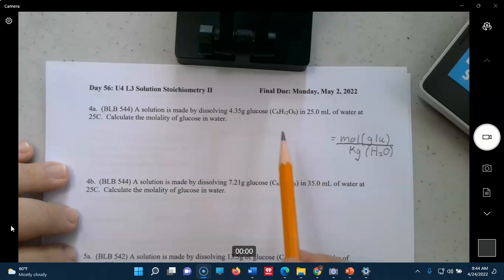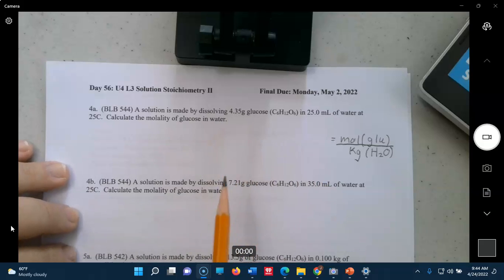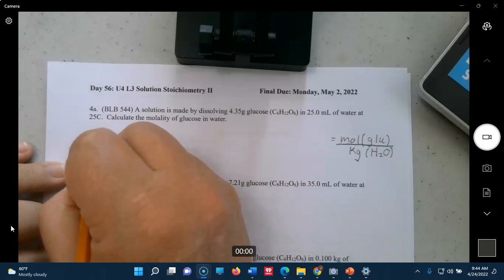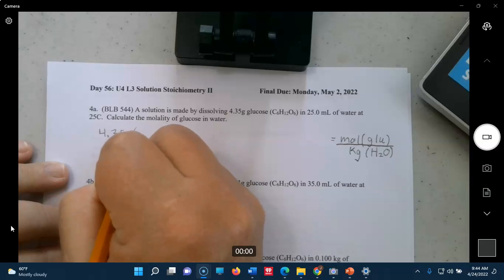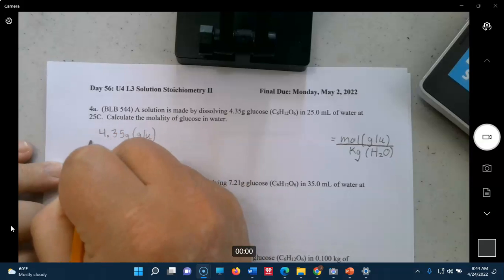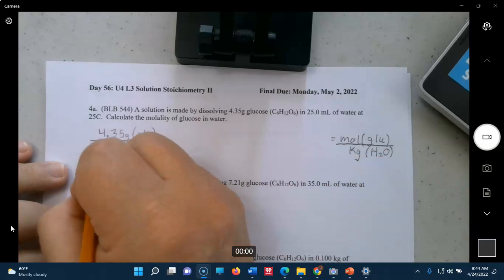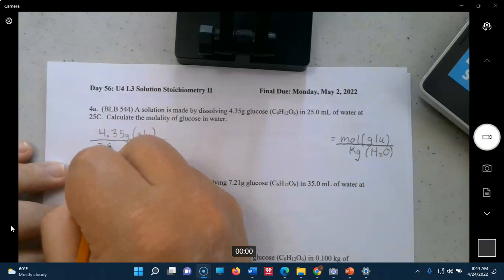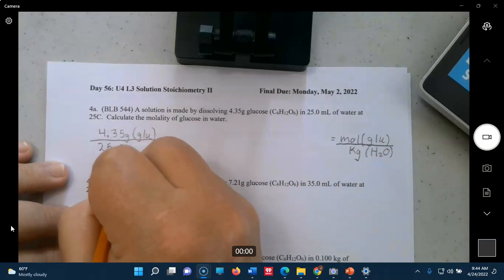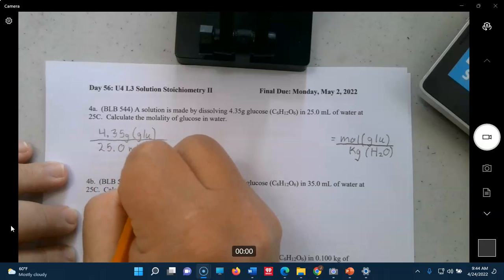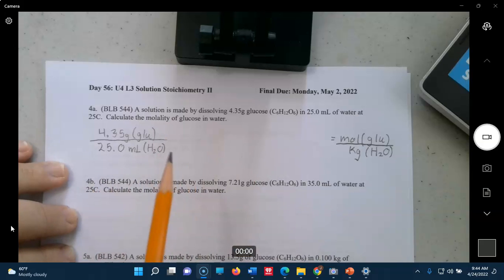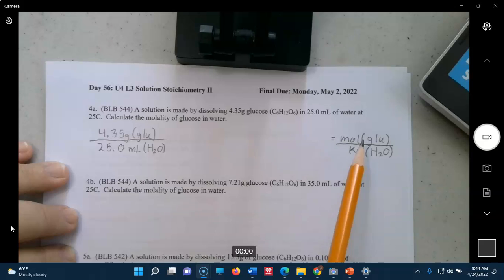So what are we starting with? We're starting with 4.35 grams of glucose over 25 milliliters of water. It's dissolved in that much water. Okay, so we need to get from here to here. So we need to get from grams of glucose to moles of glucose.